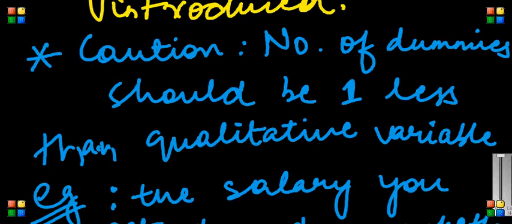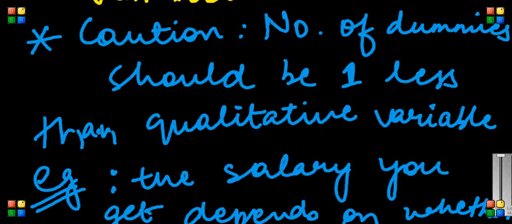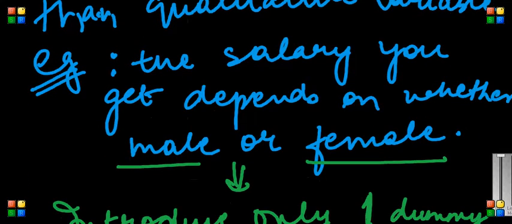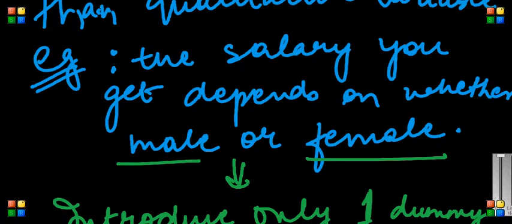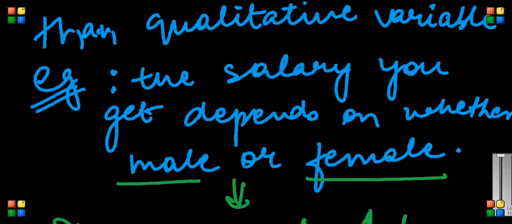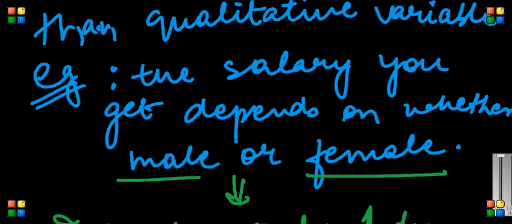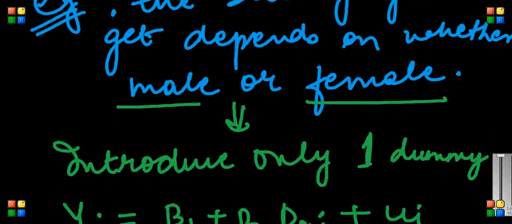Now caution, the number of dummies should be 1 less than the number of qualitative variable categories. So the salary you get depends on whether male or female. Supposedly I am saying that salary changes with gender, and it depends on whether you are a male or whether you are a female. Then there are two categories. I should only introduce one dummy.